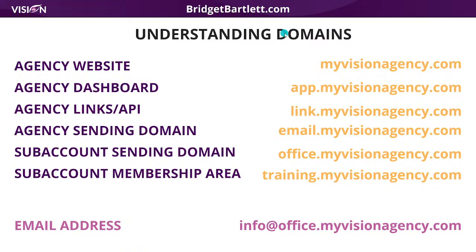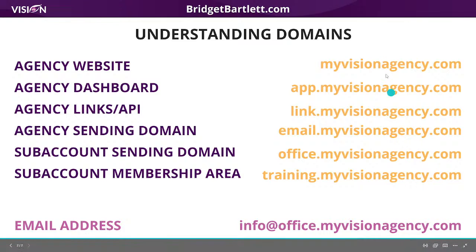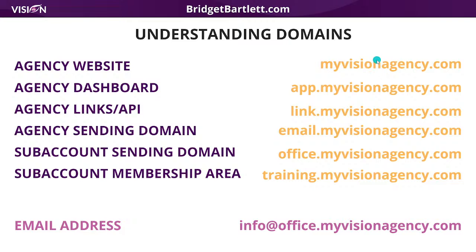Okay, so when you first create your agency, you're going to have the agency website domain. In my example, my agency website is myvisionagency.com. However, my agency dashboard is app.myvisionagency.com, which is a subdomain of this domain. Now, you'll notice all of these things here are in the same root domain. This is really important when it comes to deliverability.